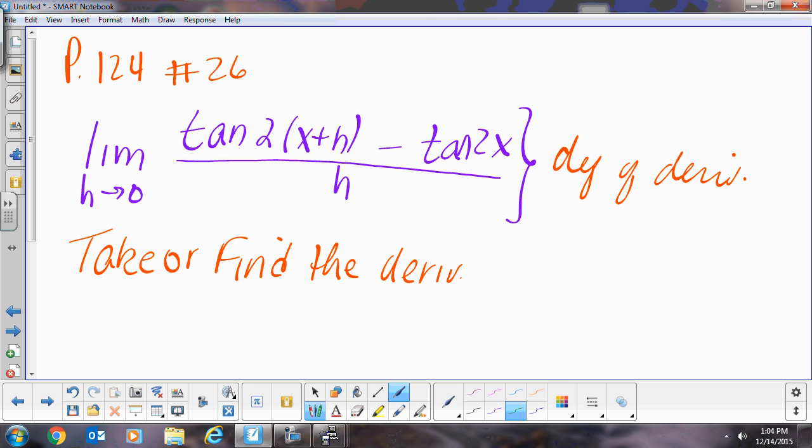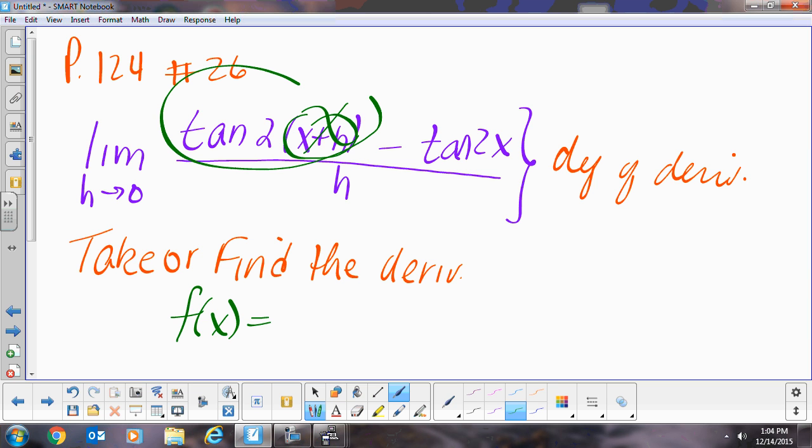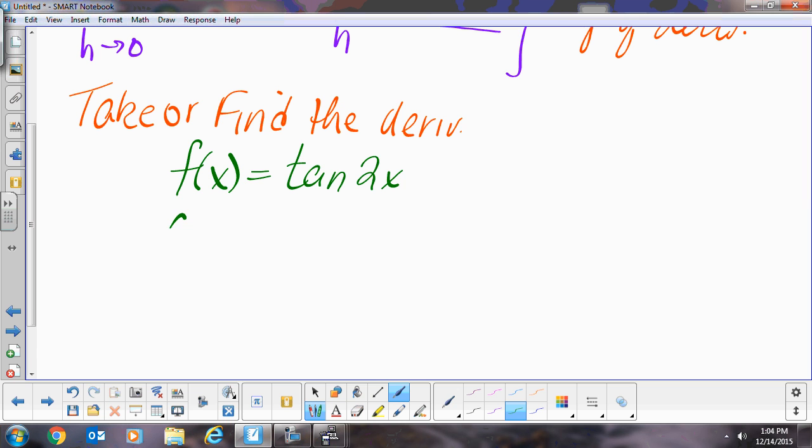All right. But we can't take or find the derivative unless we know the what? The original function, which I had you practice over and over and over again. What do we replace this with? X. So what is my function? Tan 2x. You see, I personally would not want to try to do this. So what I'm going to do is say, okay, how do we do the derivative now of 2x? What's the derivative of tan?